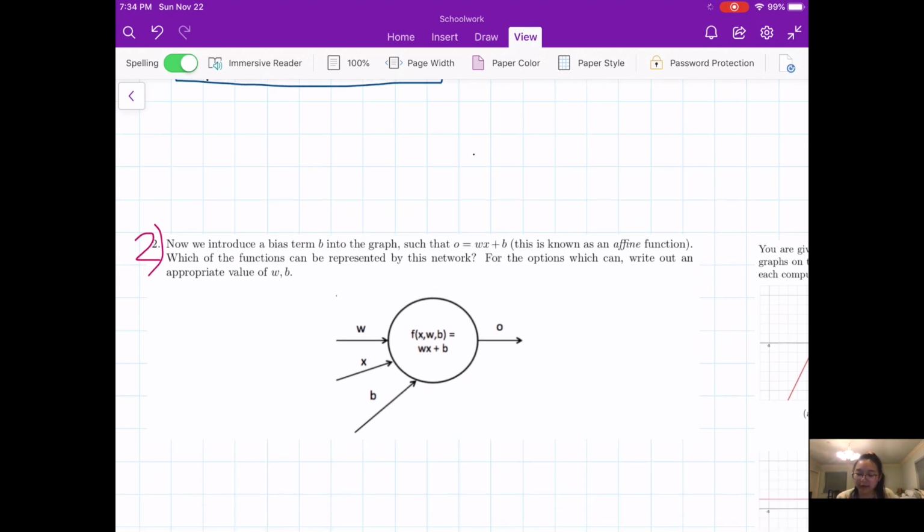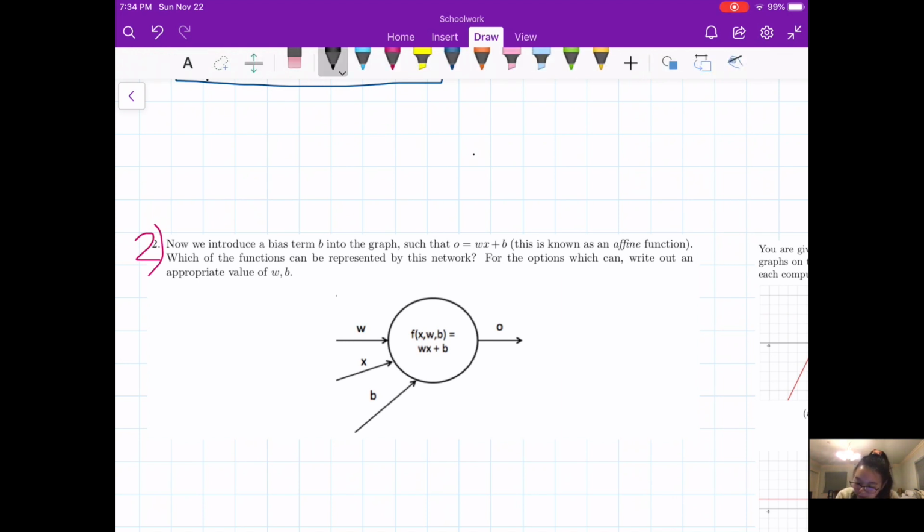So now we have an additional b, or bias, that's going in, that we can now use to shift the linear function so that it no longer has to go through the origin. So instead, our result will now be wx plus b. So kind of just like any affine function.